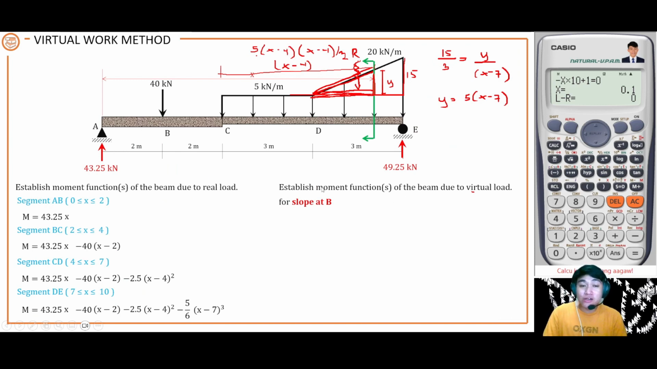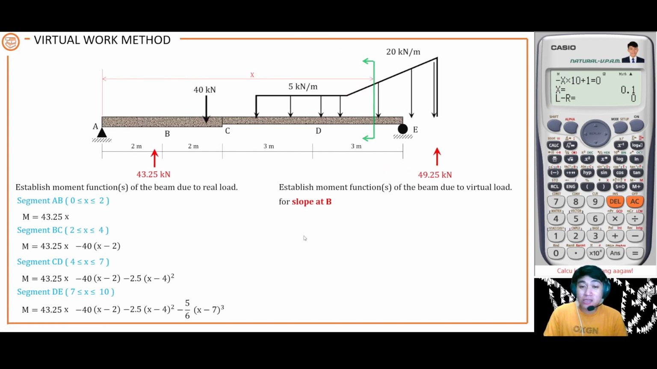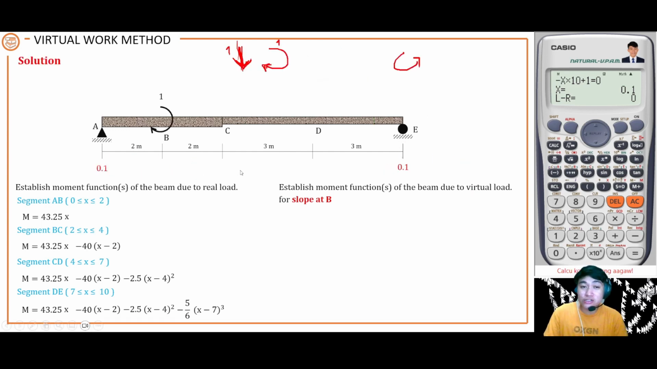Now we are going to identify the slope at B. We cut the section here and take the moment for segment A to B. This is a counterclockwise moment, so negative 0.1 times the distance x. And that's it. That is the moment function for the virtual load in solving the slope at B.